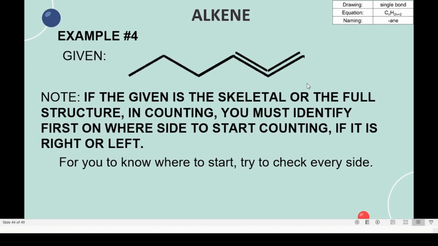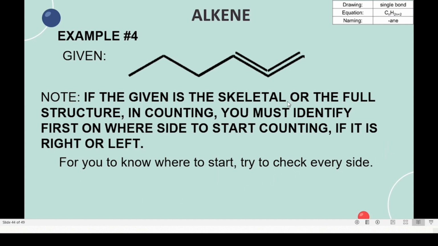Now, let's proceed to the last example. If the given here is something like this, again, note, if the given is the skeletal or the full structure, in counting, you must first identify on which side to start counting, if it is left or right. So for you to know where to start, try to check every side.